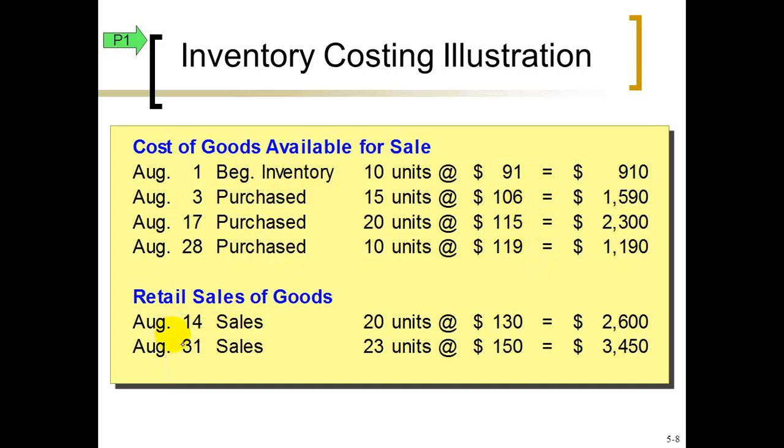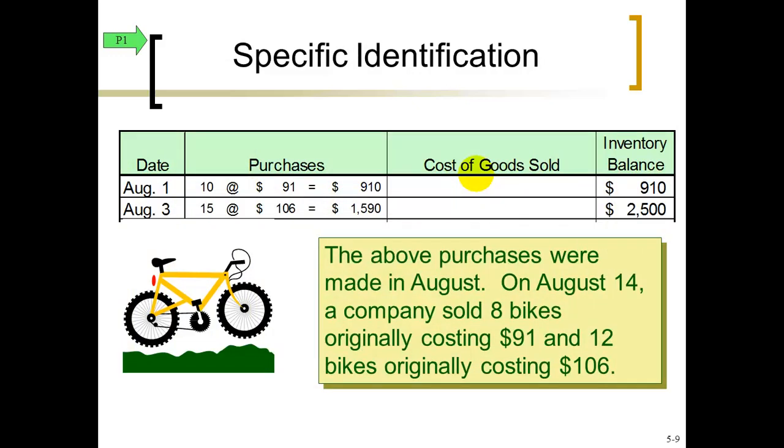And we have 2 sales here during the month. Here's our sales price. Of course we're going to sell it for more than what we bought it for, and of course the difference is a profit we're making. So let's take a look at the first method of costing called specific identification, where we have to be told, we're the accountants now, exactly which items were sold.